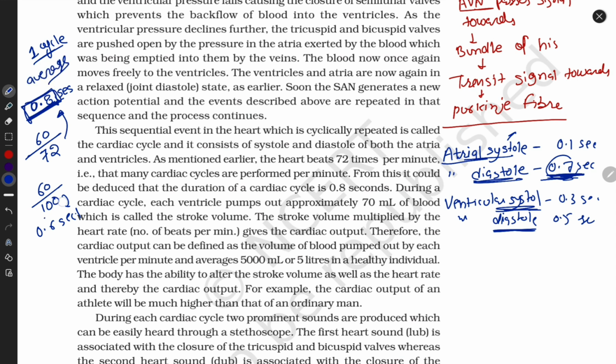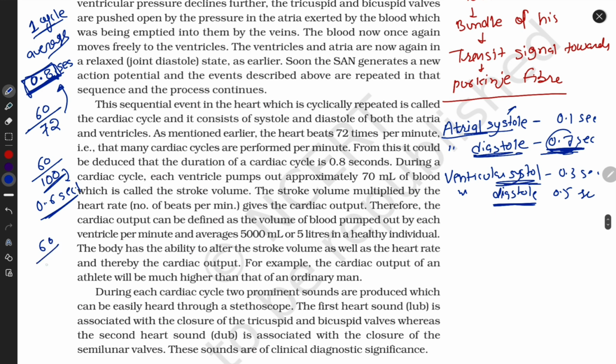If your heartbeat is 100, then your one cycle is completed in 0.6 second. If someone says their heartbeat is 120, then calculate their cycle timing. If someone says their heartbeat is 180, calculate their timing. Easy, guys, very easy. So I cleared everything.